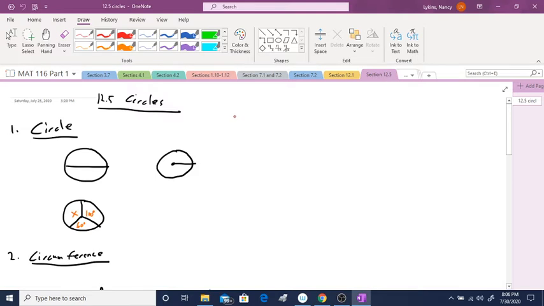Okay, circle. Now, there's two circles that I have right here. One of them is a line that goes all the way through. The other one stops right in the middle. Okay, the first one, this is the diameter. And half the diameter is the radius.